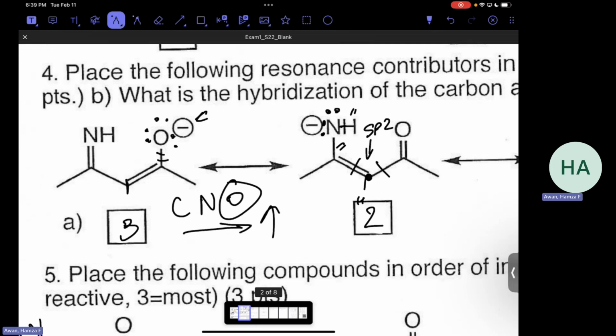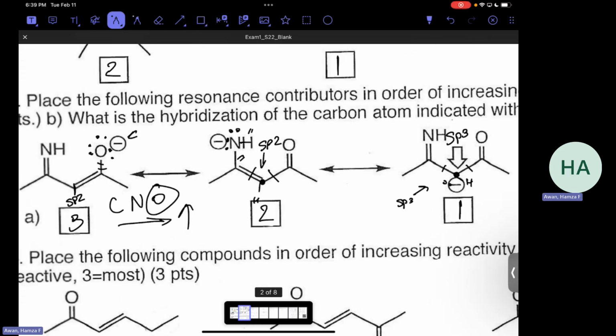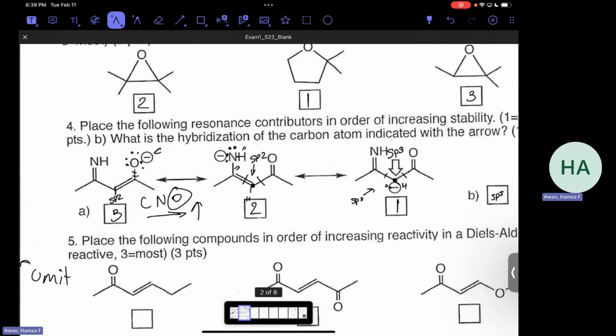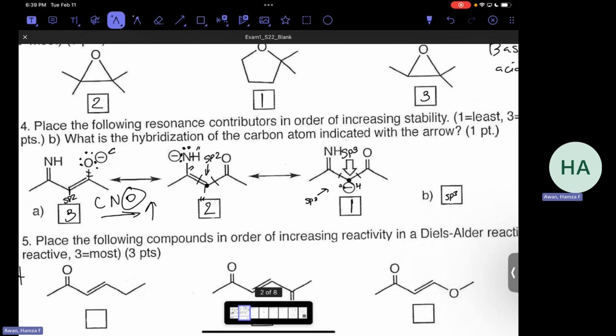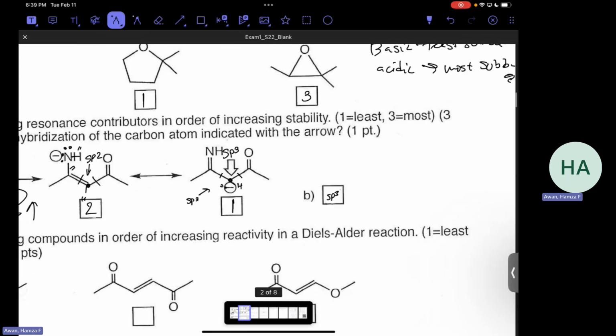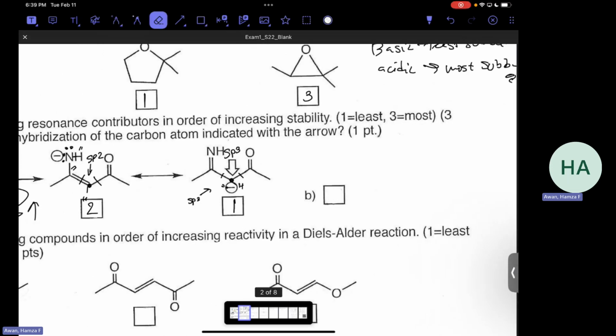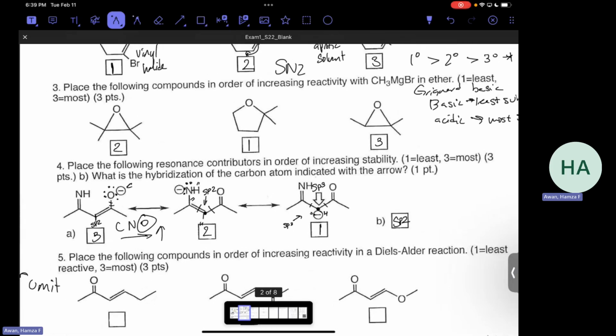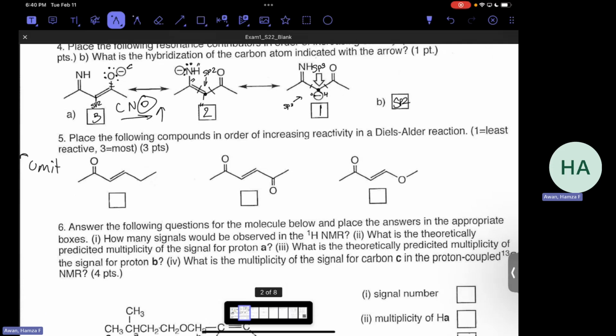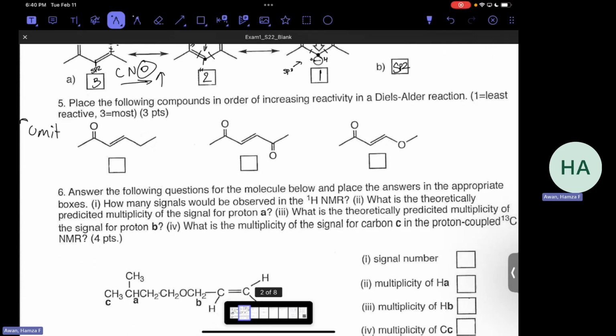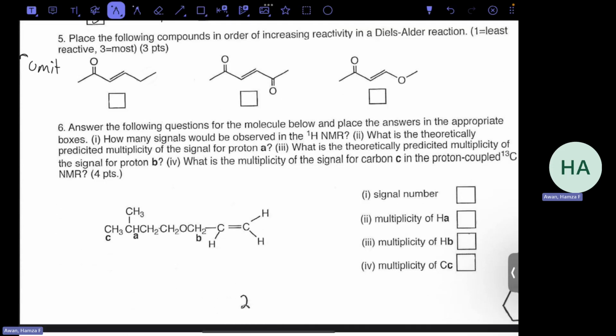And then the same thing happens here. This is an sp2 carbon. So because we have 2 sp2s and 1 sp3, even if we had just 1 sp2, it would always be sp2 in that box, never sp3. So sp2 is going to be our answer here. And are there any questions on that? Any questions at all? No? Okay. So this is a Diels-Alder question. I'll come back to that at the very end, so don't worry about it.